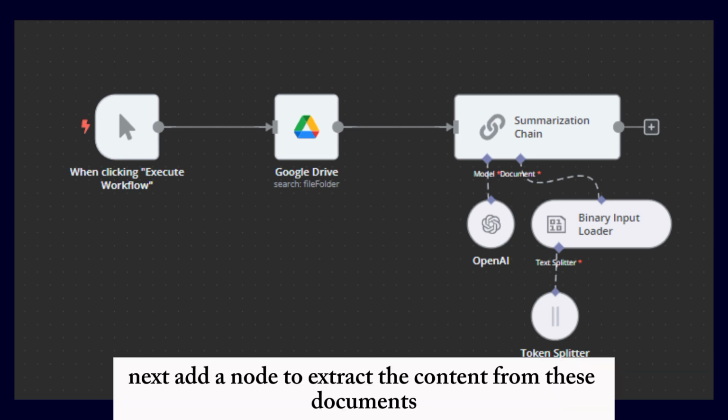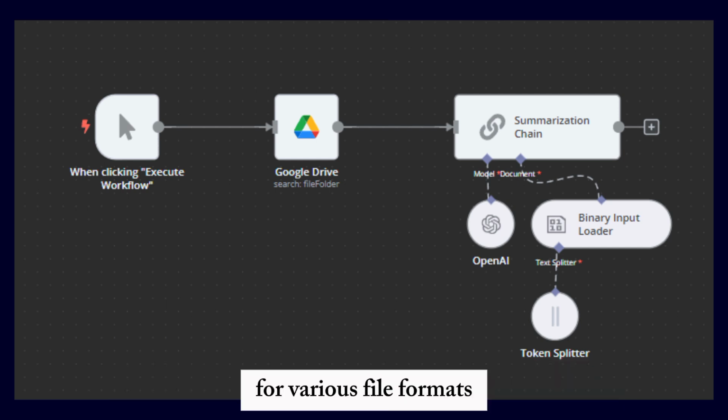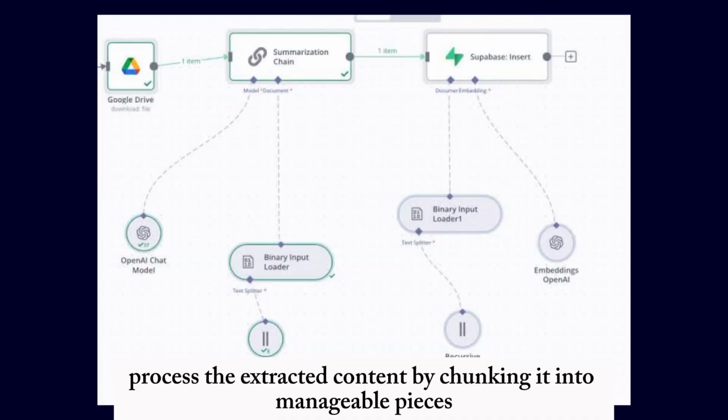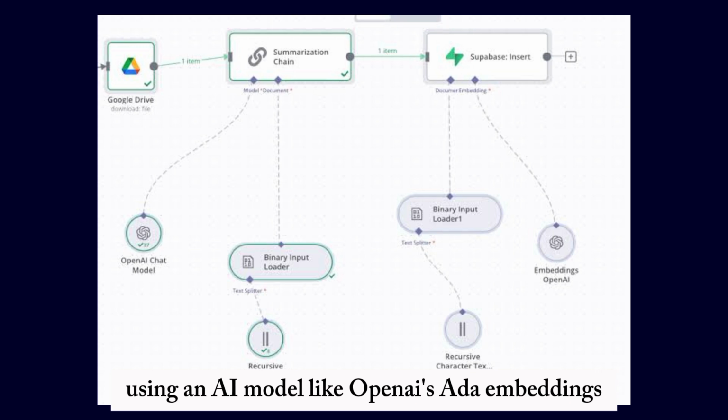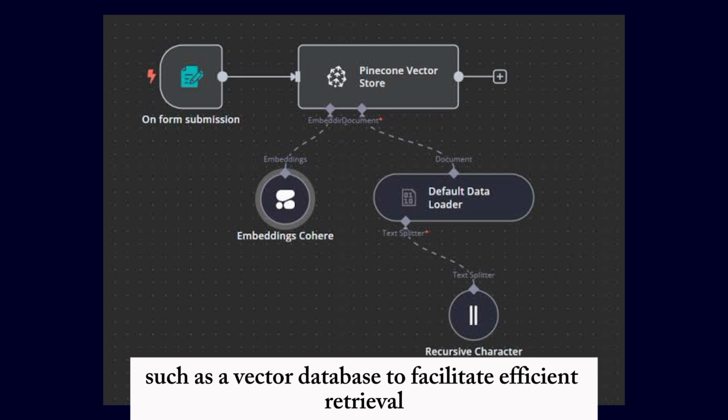Next, add a node to extract the content from these documents, utilizing tools like LangChain's document loader for various file formats. Process the extracted content by chunking it into manageable pieces and generating embeddings using an AI model, like OpenAI's Ada embeddings. Store these embeddings in your selected storage solution, such as a vector database, to facilitate efficient retrieval.